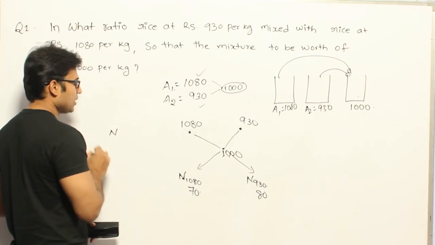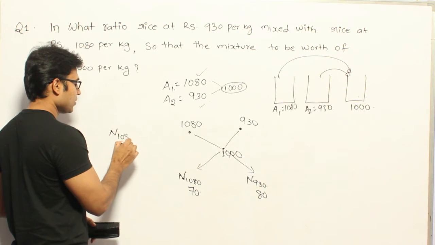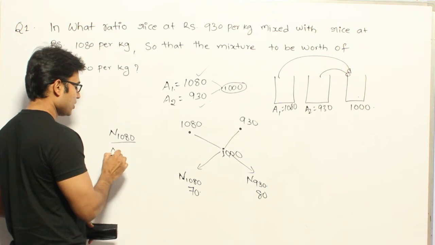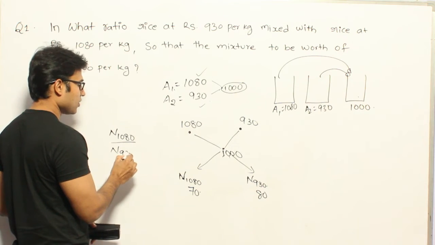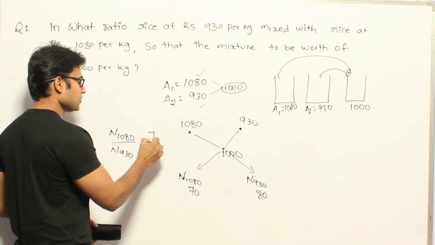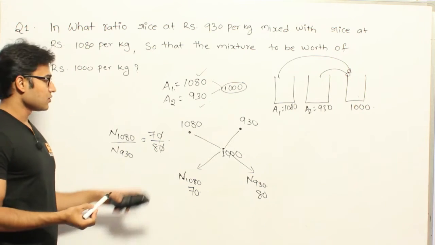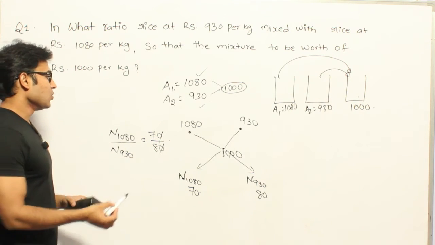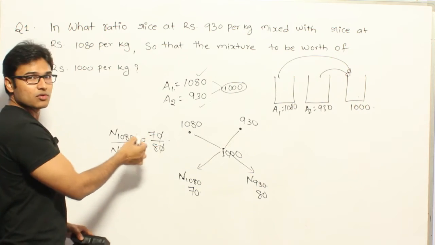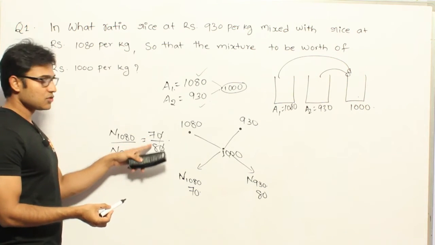Now what does it mean? The weight of the rice with 1080 cost is to the weight of the rice with 930 rupees cost per kg equal to 70 is to 80. That is the meaning of it. Got it? So what does it really mean? You can take this rice in any quantity, in such a way that the ratio is 7:8.